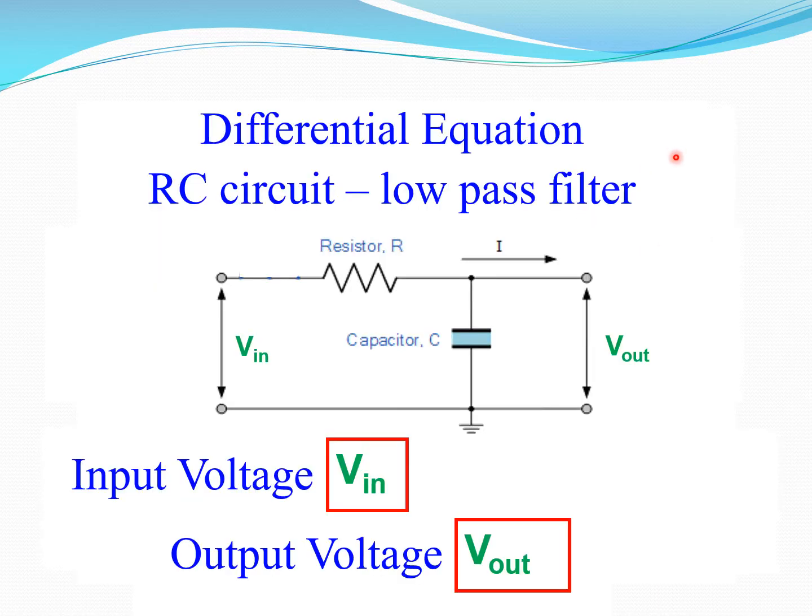So we set about deriving the differential equation associated with the circuit. That is also known as a low pass filter. The input voltage is symbolized by Vin, the input voltage, and the output voltage is symbolized by Vout, the output voltage. So we have Vin and we have Vout.